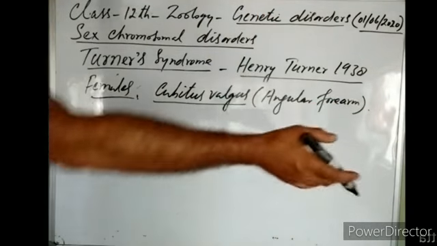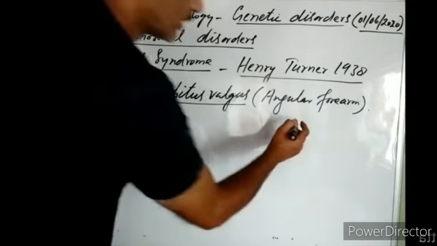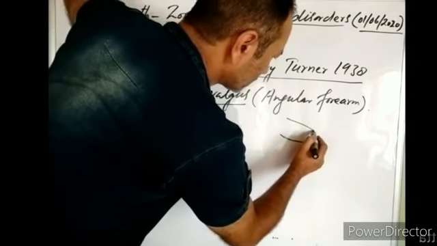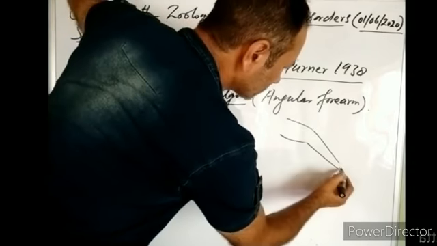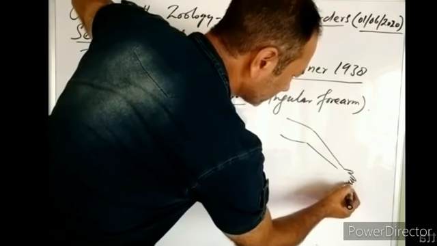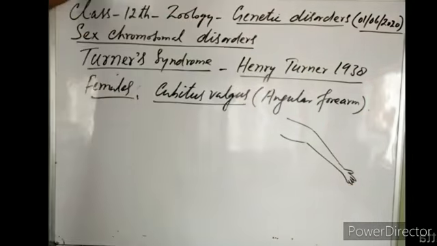Their forearm is bent downwards at the elbow joint. It is bent like this. It is bent downwards at the elbow joint. So this condition is known as angular forearm, or we call it cubitus valgus.